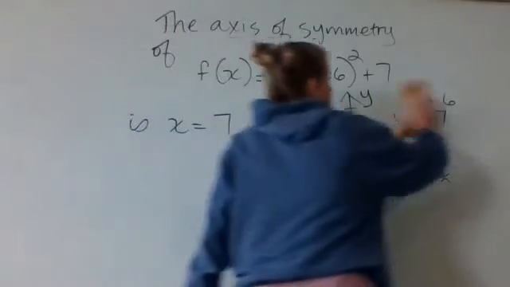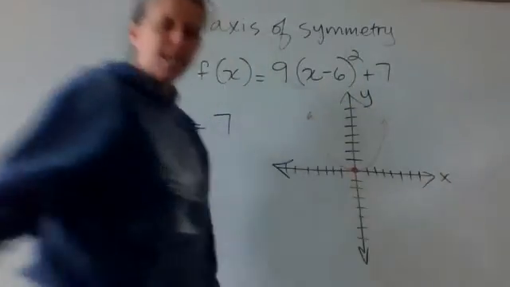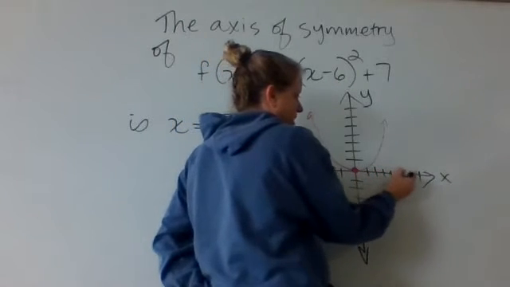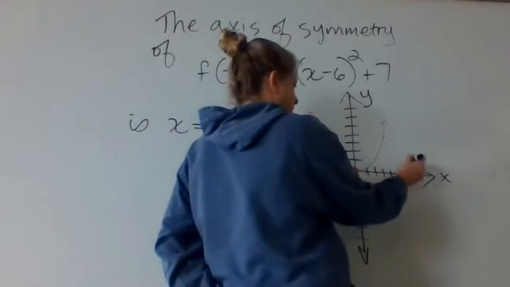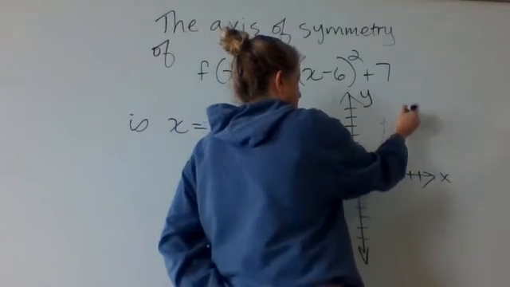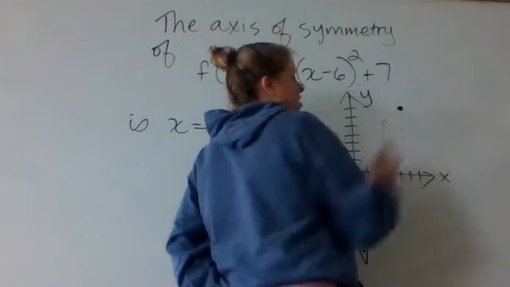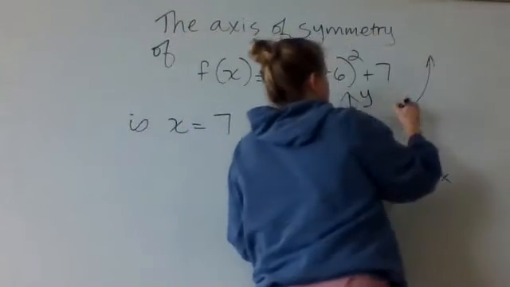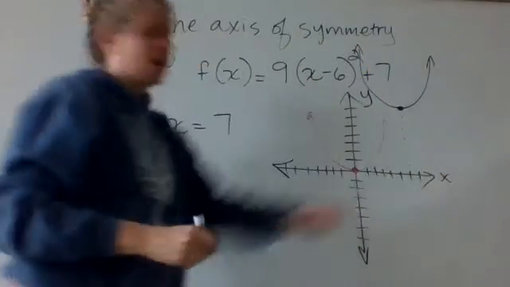So I'm going to go right 6 and up 7. So starting from here to the right, 1, 2, 3, 4, 5, 6. Up, 1, 2, 3, 4, 5, 6, 7. So that is where the vertex of this parabola has shifted. Still a parabola, it's just been shifted right 6, up 7.